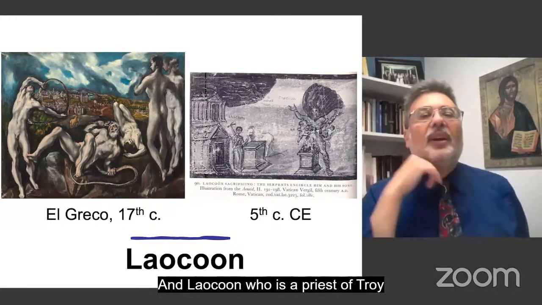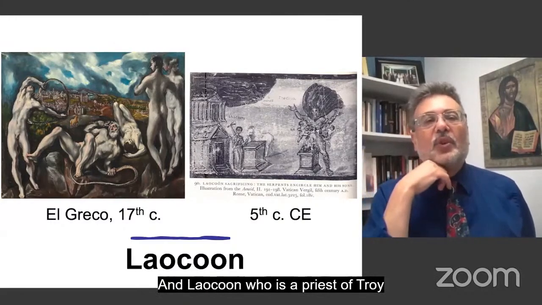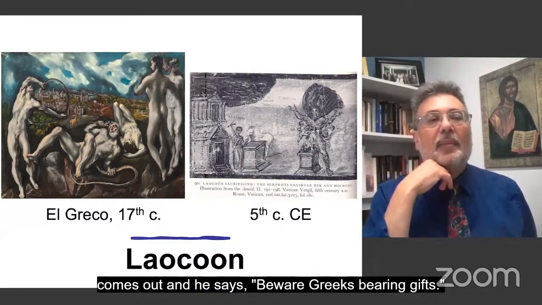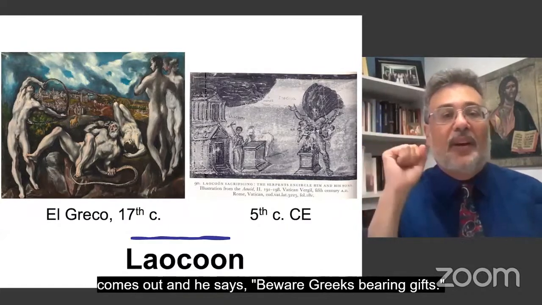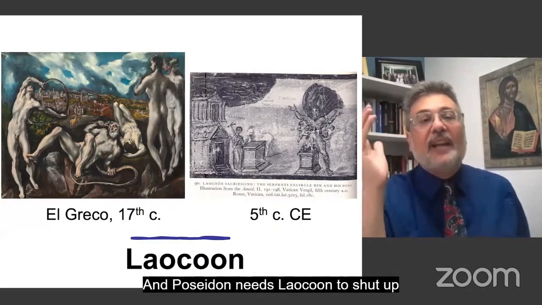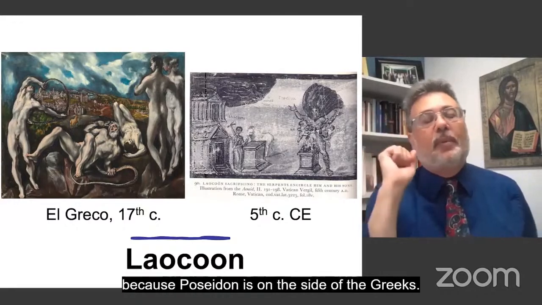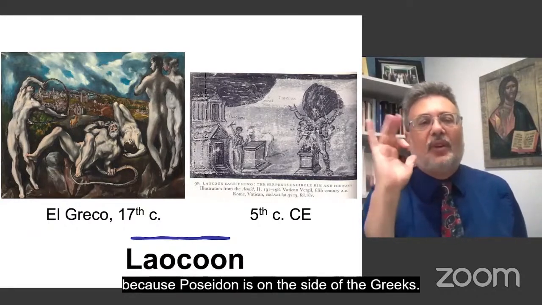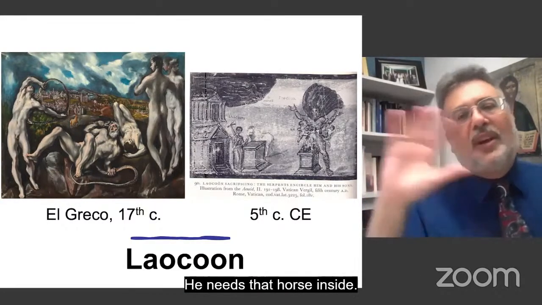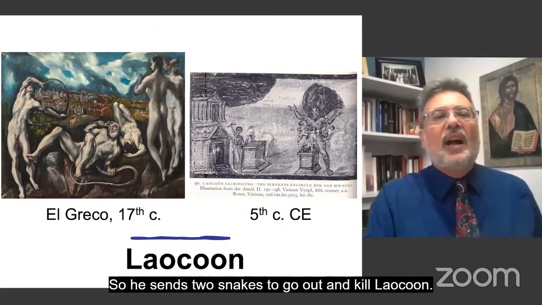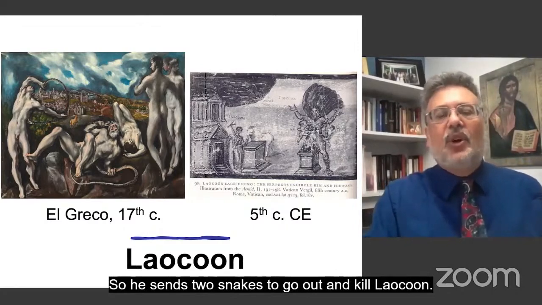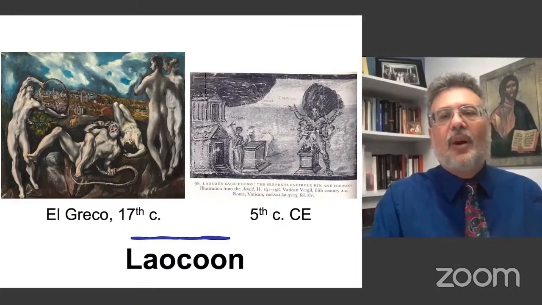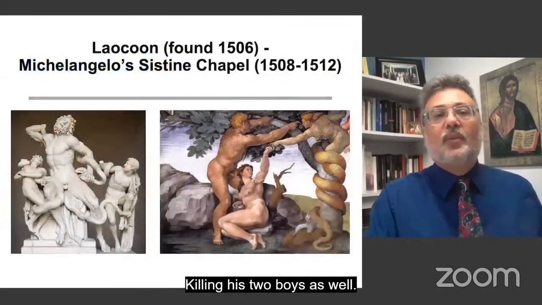And Laocoon, who is a priest of Troy, comes out and he says, beware Greeks bearing gifts. And Poseidon needs Laocoon to shut up because Poseidon is on the side of the Greeks. He needs that horse inside. So he sends two snakes to go out and kill Laocoon, killing his two boys as well.